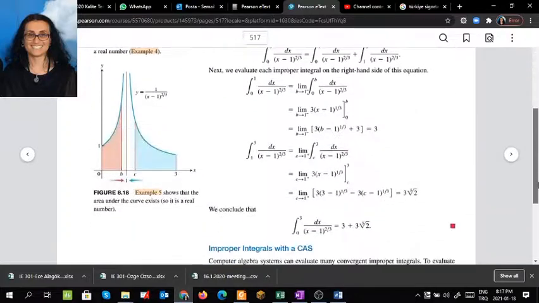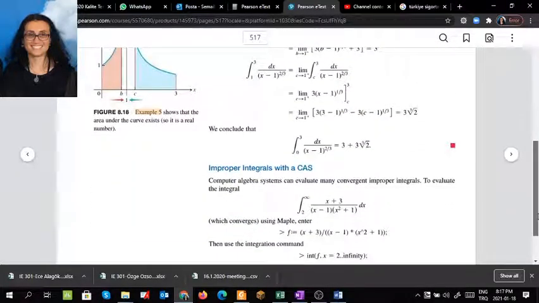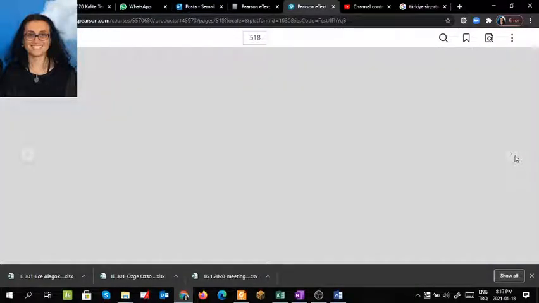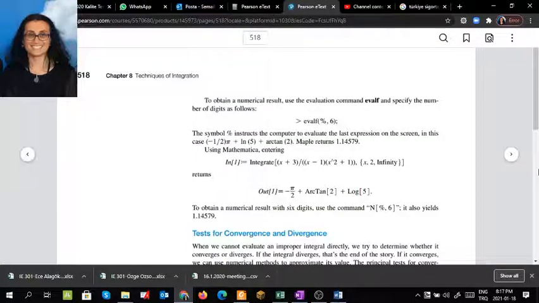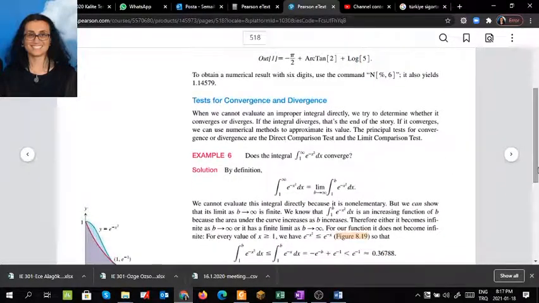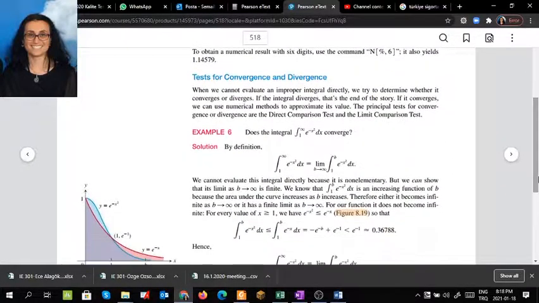This is a nice example. We are going to work on such examples as well. Since this is a summary, I'm just jumping ahead. Tests for convergence and divergence. Sometimes you will be given an integral and asked to determine whether the integral is convergent or divergent.